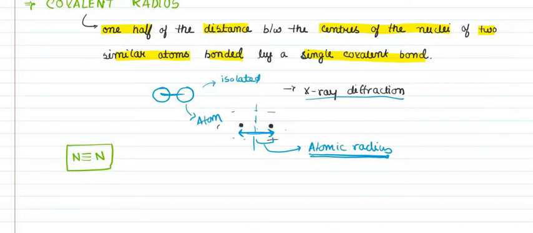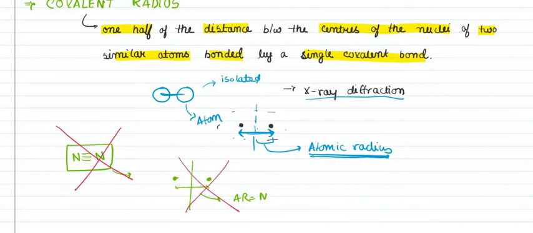This is the molecule. There are 3 covalent bonds. What we will do? We will take the picture and then we will do other half, and this is the atomic radius of nitrogen. Is it true? No, never. All this is completely wrong. Why? There should be a single covalent bond between the two atoms.